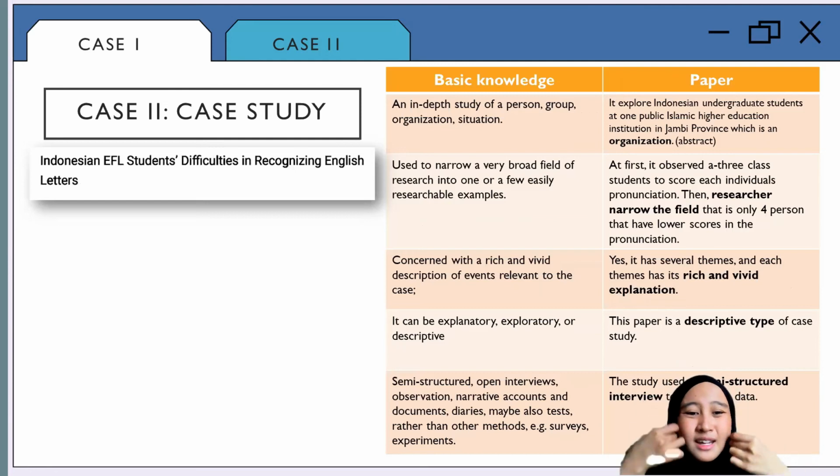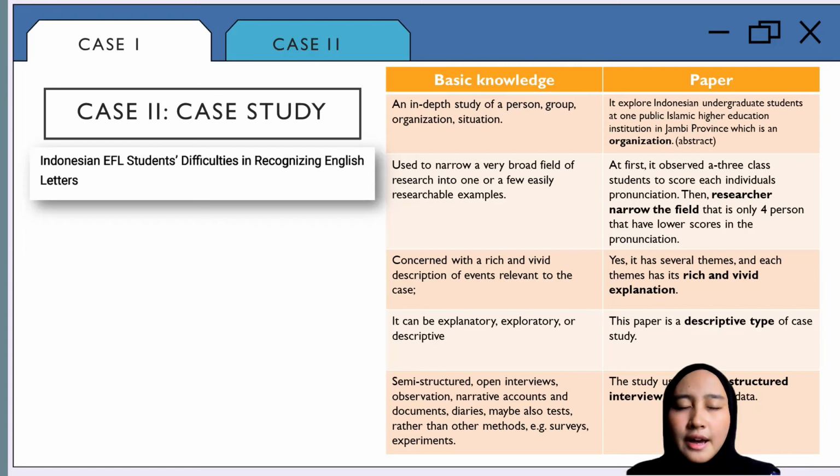Next, why do I say that the second paper is a case study? First, it has an in-depth study of a person, group, organization, or situation, because it explores Indonesian undergraduate students. This is a university, right? So university students are included in an organization, maybe also a group. Next, it is used to narrow a very broad field of research.